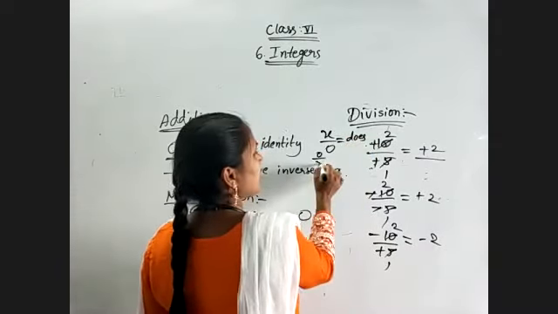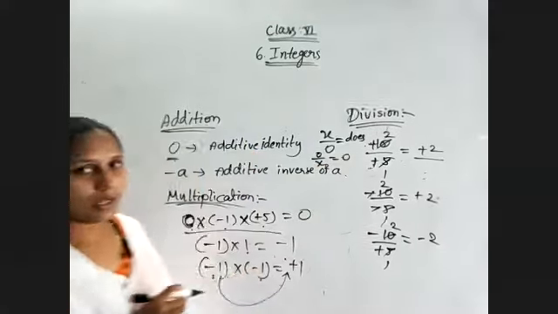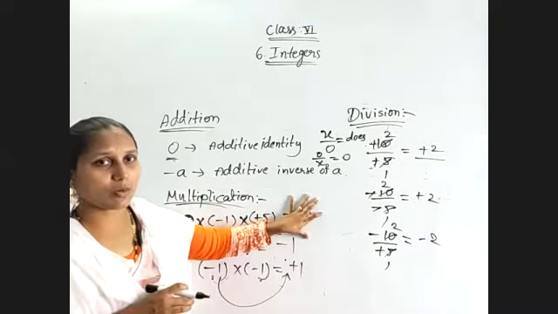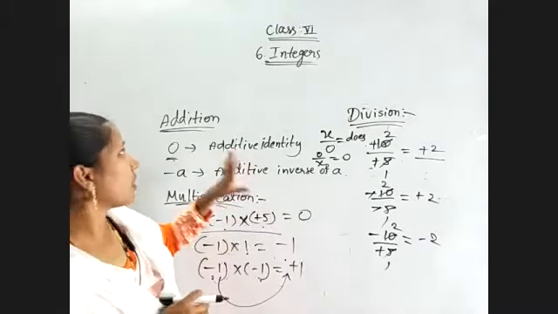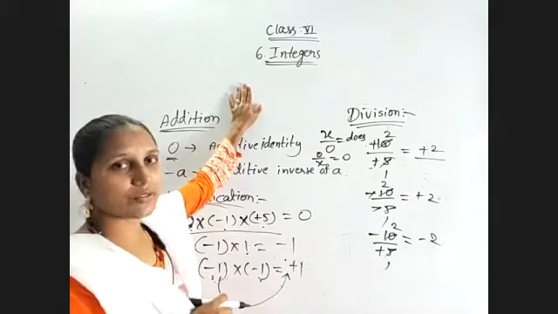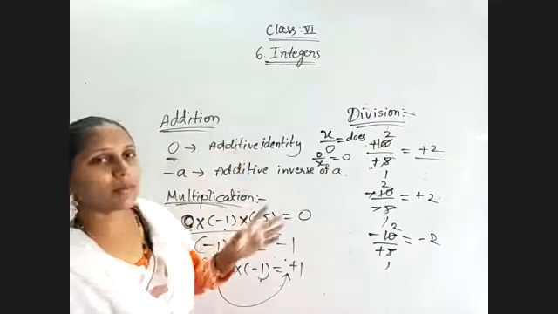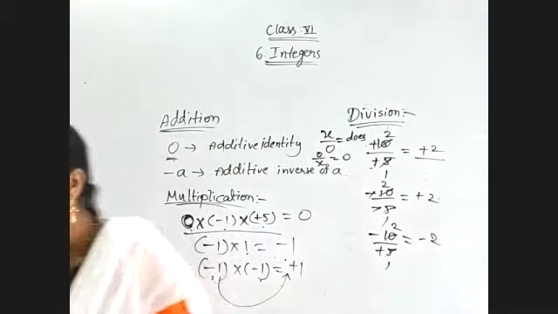And 0 by anything is equal to 0. Okay, so remember these points. And here we don't have multiplication and division, don't bother about that. In this class, you just have addition and subtraction of integers. So for that we have discussed completely. And some of the topics I'm explaining.